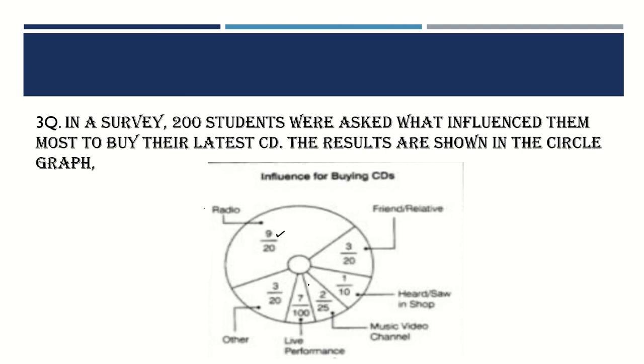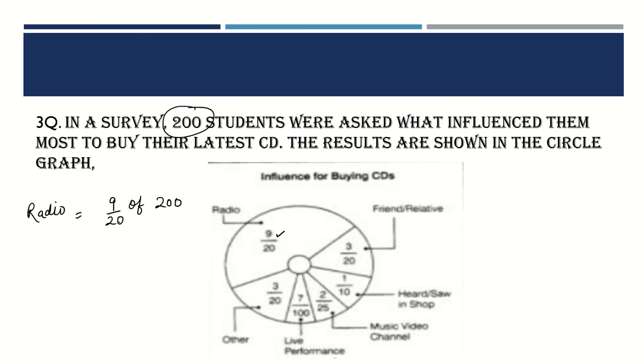I cannot tell the answers in form of fraction here because total students are 200 and the graph is in fractional form. As you know, the survey is done on how many students? 200 students. So first I will make it more simpler. So as I want to simplify this 9 by 20, what is 9 by 20? They are saying 9 by 20 of 200 people are influenced for buying CD by radio.